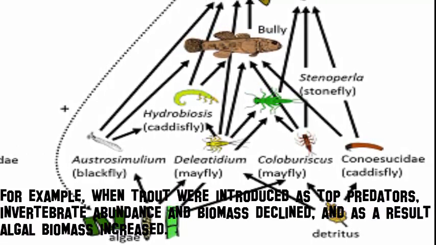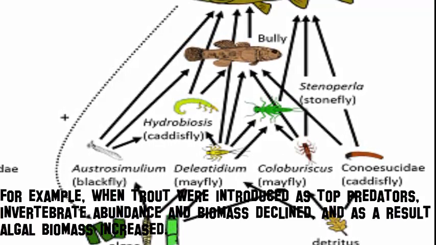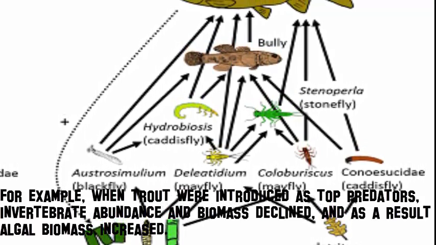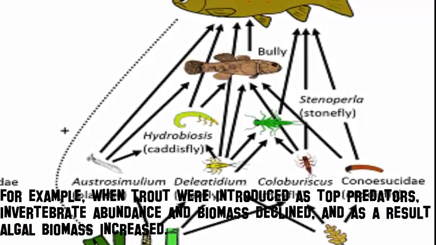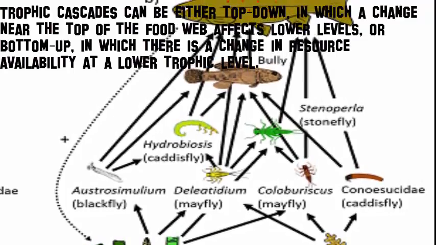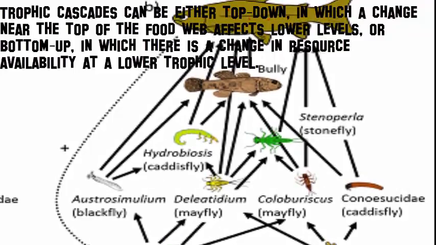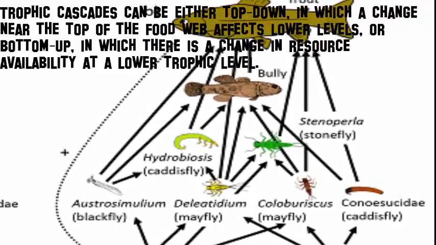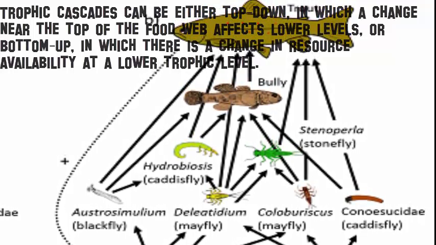For example, when you introduce a top predator, invertebrate abundance and biomass decline, and as a result, algal biomass increases. Trophic cascades can be either top-down, in which a change near the top of the food web affects the lower levels, or bottom-up, in which there is a change in resource availability at the lower trophic level.